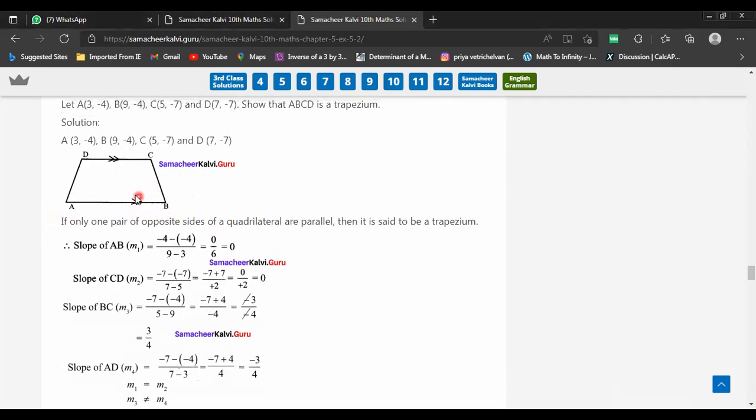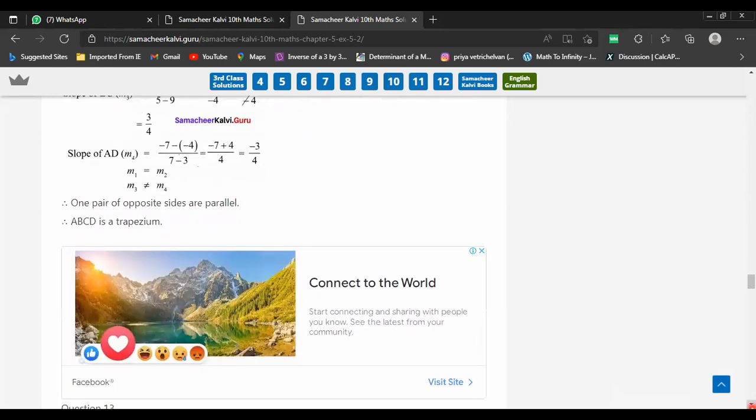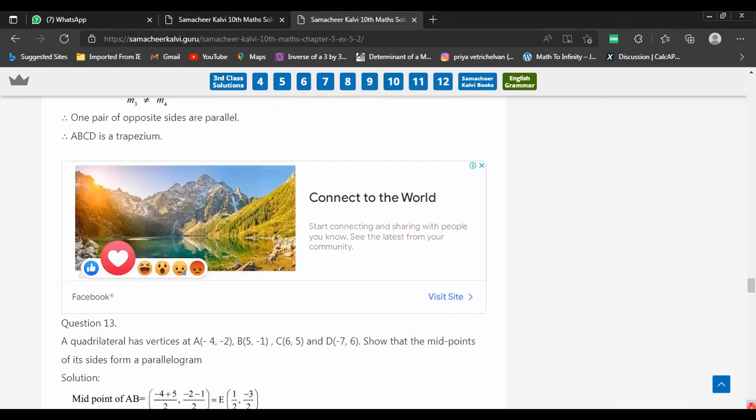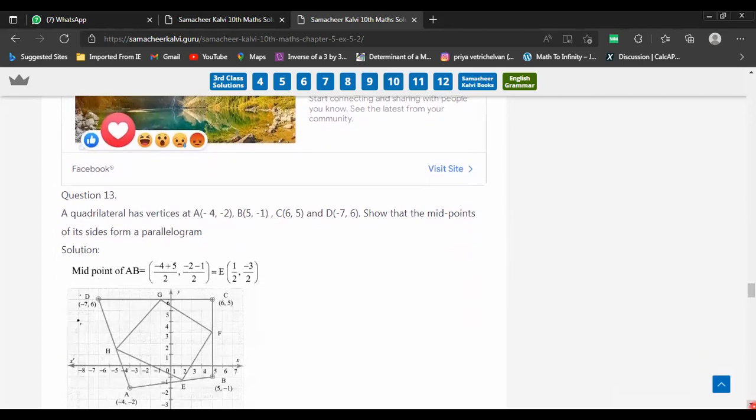So AB and DC, you know how to find out that by using the same y2 minus y1 upon x2 minus x1 formula. So for AB and CD, you are getting the answers as 0, 0. Both are same. So from that, first condition is proven, M1 is equal to M2. So you need to find what is M3 and M4 now. So for M3, you are getting plus 3 by 4. For M4, you are getting negative 3 by 4. They aren't equal. So from that, we can say it is a trapezium.